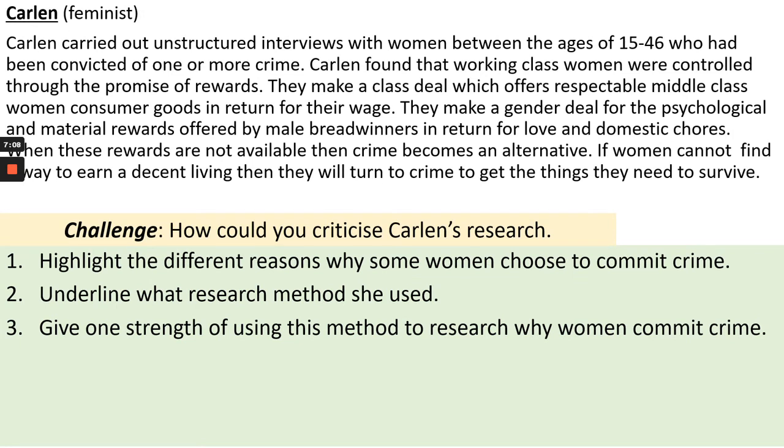Secondly, we've got Carlen. Carlen carried out unstructured interviews with women between the ages of 15 and 46 who had been convicted of crime. She found that working class women were controlled through the promise of rewards. Essentially, middle class women get consumer goods in return for their wages. But working class women don't get those rewards through work, because perhaps they're in low paid work or they don't work, so they make a gender deal in terms of the psychological and material rewards offered by the male breadwinner.